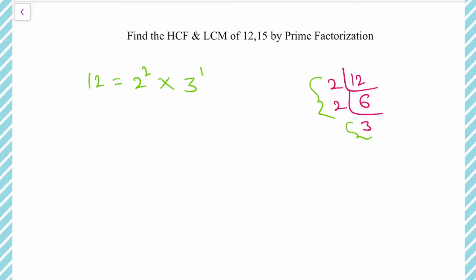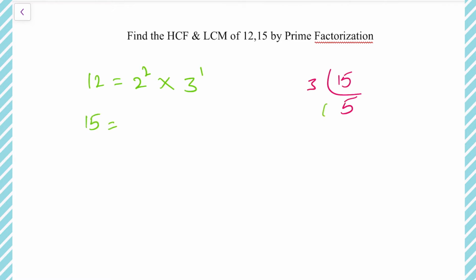Now the same way 15 also, if you do prime factorization, 15, 3 5s are. So now 15 equals, here 5 is there only once, so 5 power 1 into 3 is there only once, so 3 power 1. So now this is the prime factorization of 12 and 15. Now from this prime factorization we need to find out the HCF as well as LCM. Let us check how to solve that.